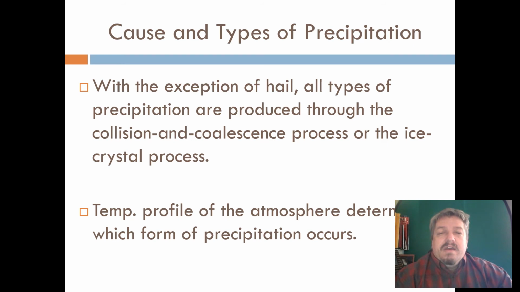Now, the other type of precipitation we haven't talked about is hail, which are big balls of ice, but those are the exception. All rain, all snow, all sleet, all freezing rain starts with one of those processes we talked about. As to what type, is it rain, is it snow, is it sleet, freezing rain? That depends on what they call the temperature profile. How warm is the air where it forms? How warm is the air at ground level? And what is the temperature of the air as it falls?